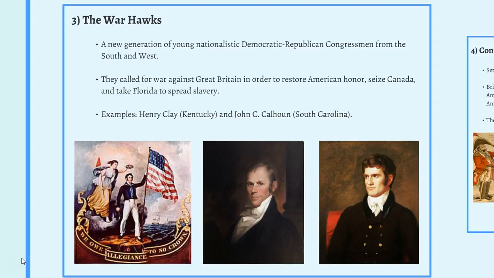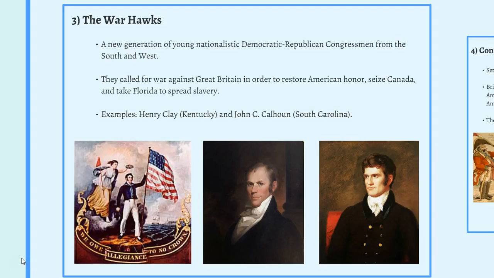And they are really ramping up the calls here to go to war with Great Britain for a number of reasons. Again, a lot of them are related to the issues we've already talked about. Many of them, for instance, are talking about impressment as a violation of American sovereignty. The only way then to restore American honor is to declare war on Great Britain.